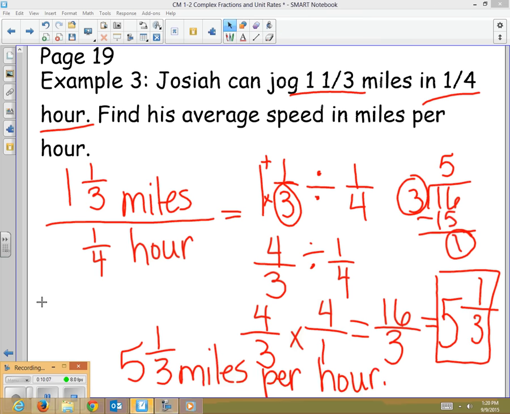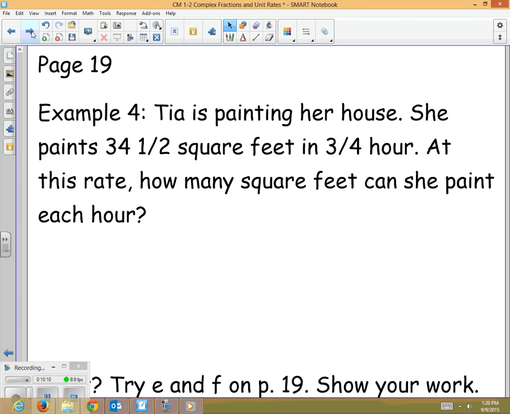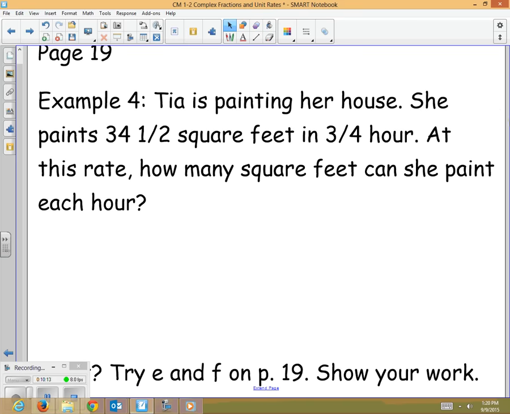Moving on to example 4. On page 19, example 4 says, Tia is painting her house. She paints 34 and 1/2 square feet in 3/4 of an hour. At this rate, how many square feet can she paint each hour? So we are comparing the amount of square feet per hour. Looking at the word problem, it tells us that she paints 34 and 1/2 square feet.